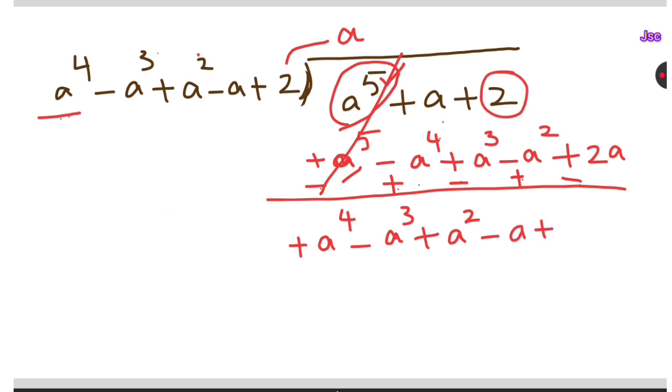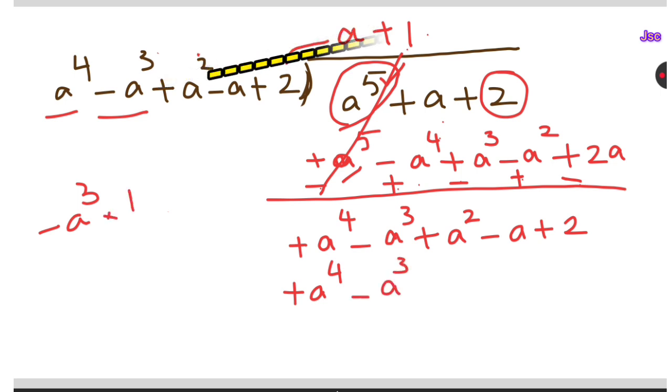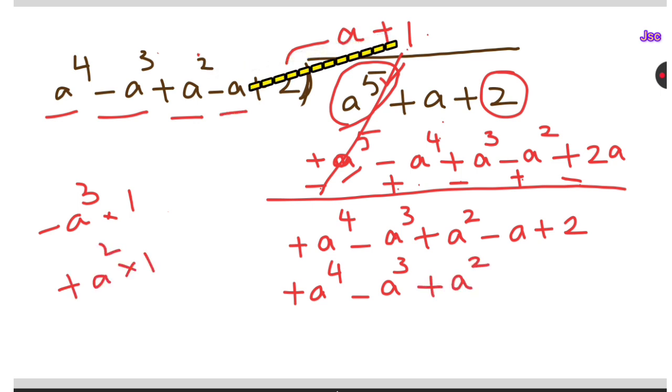Just write plus 2. So here we have A raised to the power of 4 and here we have A raised to the power of 4. So both are the same term. That's why we have to do it with plus 1. So A raised to the power of 4 times 1 gives A raised to the power of 4. This is also plus. Minus A raised to the power of 3 times 1 gives minus A raised to the power of 3. Then plus A raised to the power of 2 times 1 gives plus A raised to the power of 2. Minus A times 1 gives minus A. Plus 2 times 1 gives plus 2.